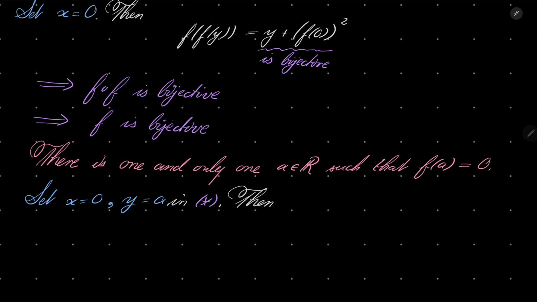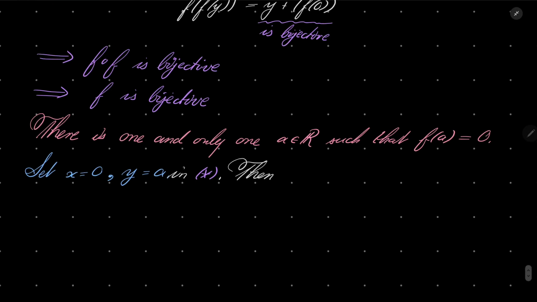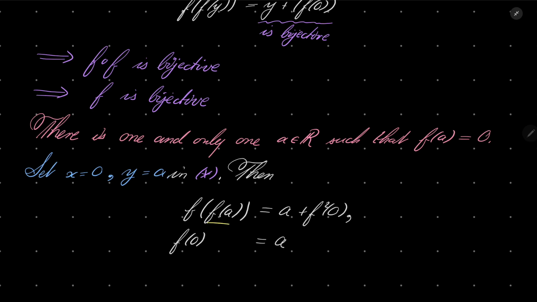Then we have the following. f of 0 squared plus, well, maybe don't write it, f of a equals y, which is a, plus f squared of 0. But if you look closely, what is f of a? f of a is 0, so we have a equals f of 0 minus f squared of 0.